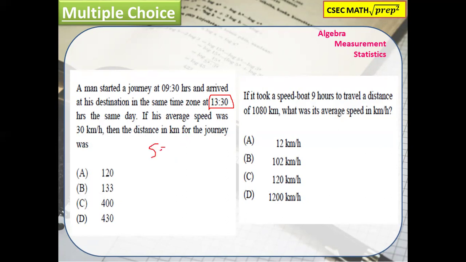We need to remember that speed is equal to distance over time. And the question is asking for average speed in kilometers. Then the distance, they're asking for the distance. So the speed is 30. The distance is what they're asking for, and the time is 4 hours. We just simply cross multiply here, and the distance is 120. Easy.